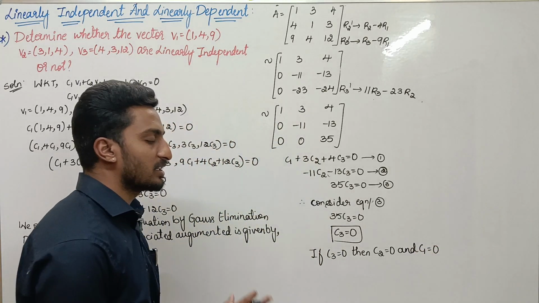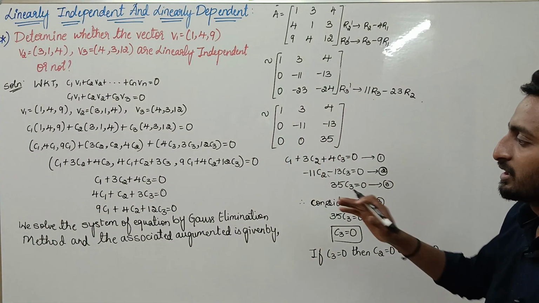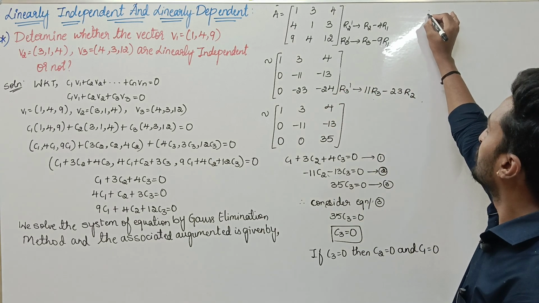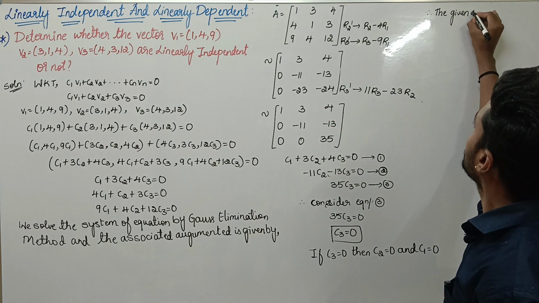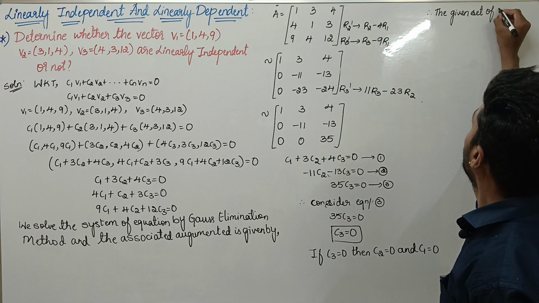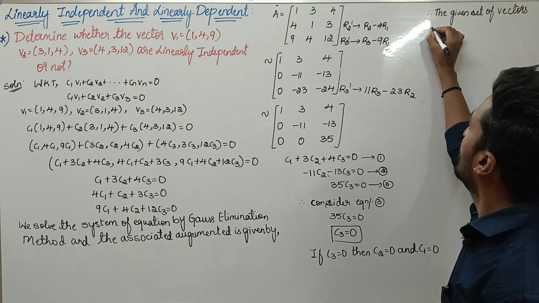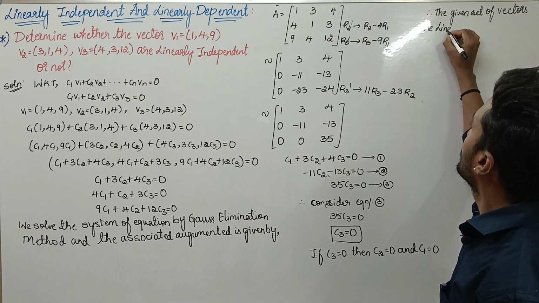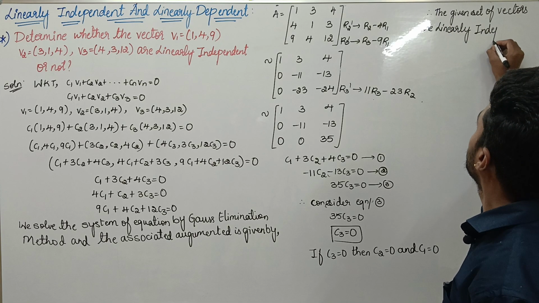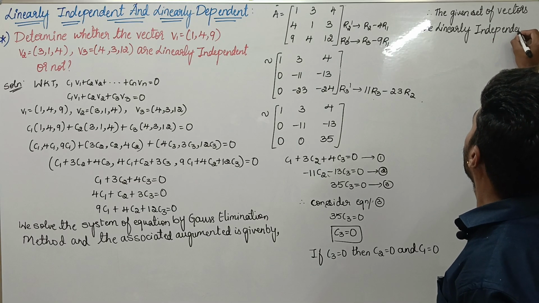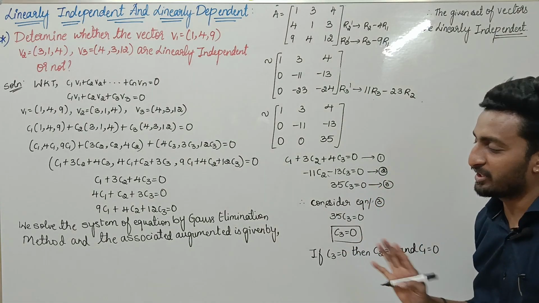Since c1, c2, c3 are all equal to 0, we can conclude directly, as I told you, that everything will be equal to 0. Therefore, the given set of vectors are linearly independent. That's it. This is how we are going to represent it.